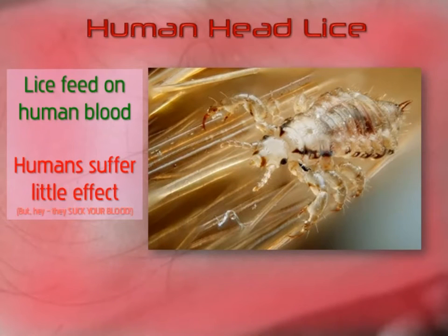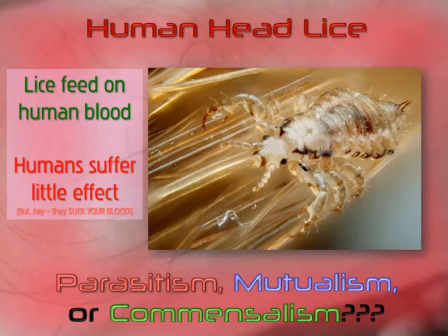Head lice. So humans have had head lice for as long as we can remember, and the lice live on our heads, in our hair, and suck on human blood. So the effect of this on our health is actually very little, but hey, they are sucking your blood. So is this a case of parasitism, mutualism, or commensalism?